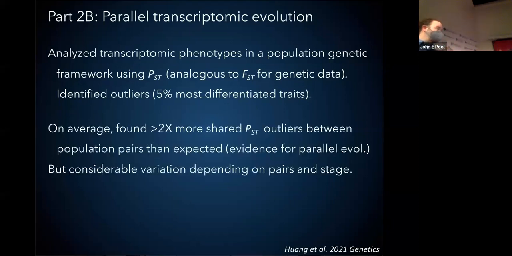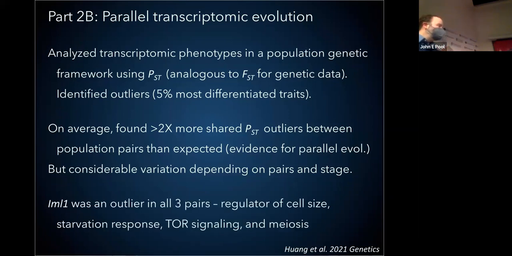And so on average, we found that there was a clear signal of parallel transcriptomic evolution here, in that there were more than twice as many shared PST outliers between population pairs than we would have expected by chance. Although I do note that the level of sharing differed quite a bit depending on which 2 pairs we're talking about and which developmental stage we're talking about. We found much more consistency for adult and to some extent larva, and much less parallelism at the pupal stage, which actually aligns with some other published evidence about how important each stage is to cold adaptation.